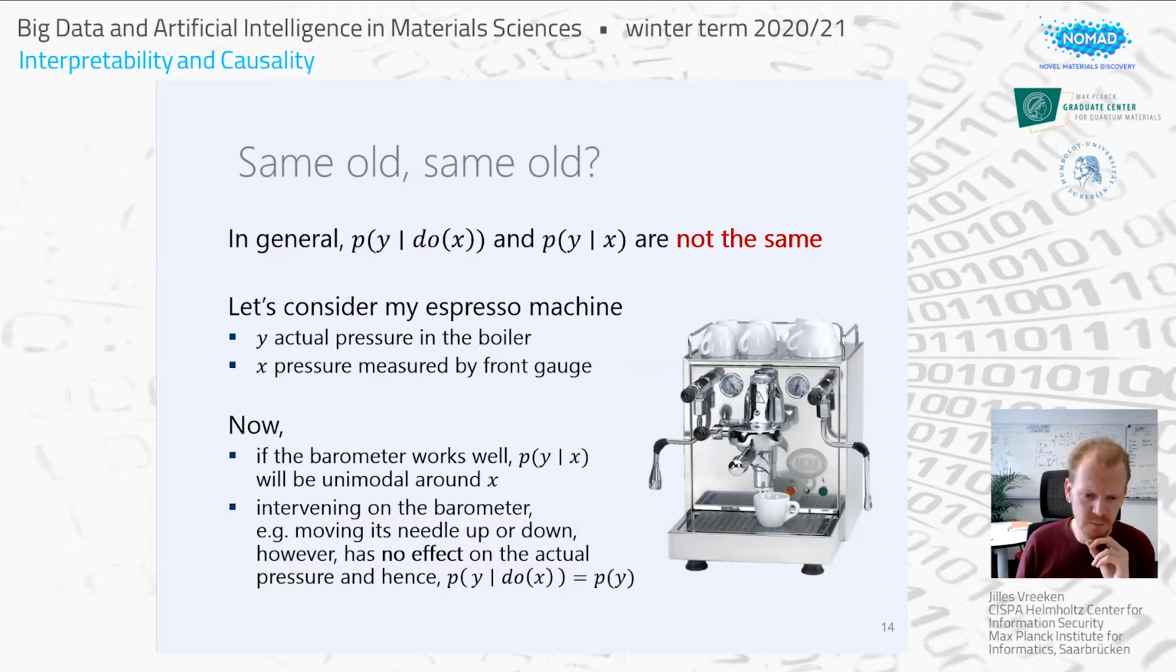Now, let's play a small thought experiment. Suppose I intervene on the gauge, on the barometer. I take off the glass and move the needle to the left or to the right. Obviously, it's not going to have any effect. You and I both know this because we know how these things work. So what does it mean in the do calculus, in the interventional distribution definition? Even though this experiment is meaningless, the interventional distribution of Y, if I move this hand of the meter around, is just not going to do anything.